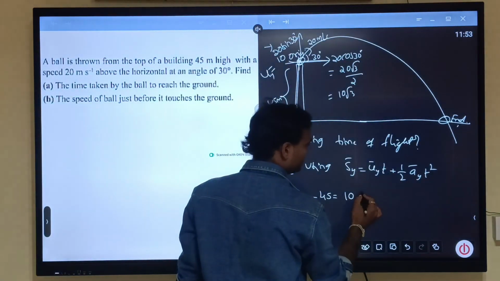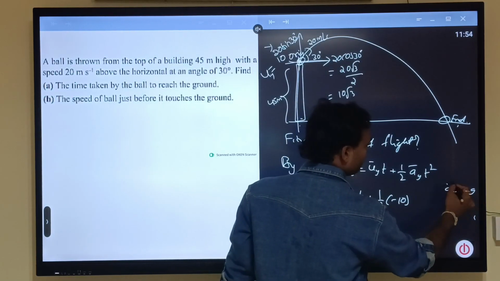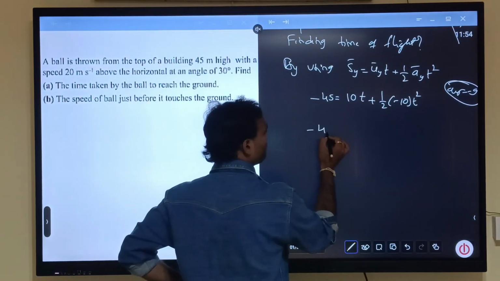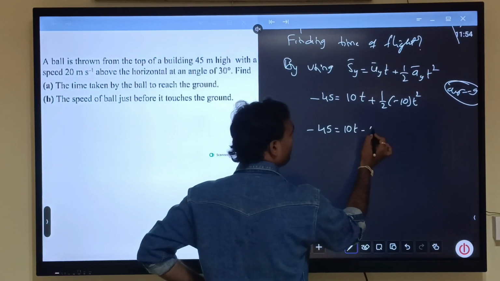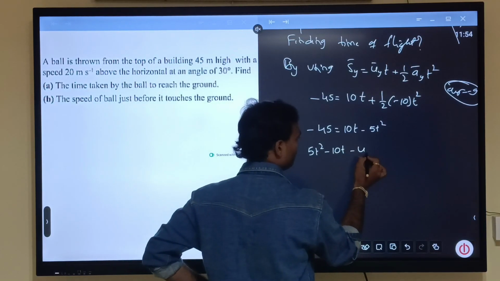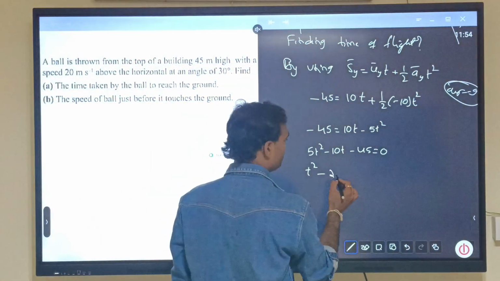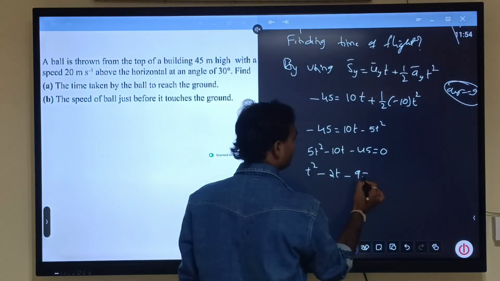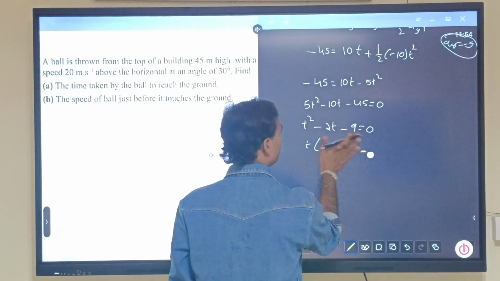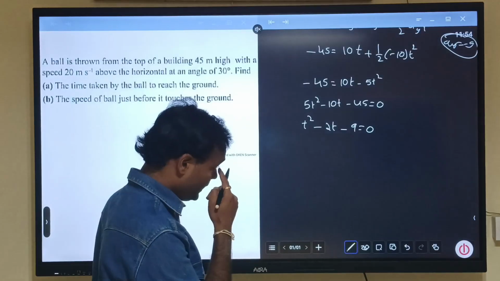The uy value is 10 t, plus ay, which is minus g, times t square. Now this will be minus 45 equals 10t minus 5t square. Then this will be 5t square minus 10t minus 45 equals 0. And again, t square minus 2t minus 9 equals 0. Then, factorizing, no, right? Very good. Taking roots is a little bit hard.